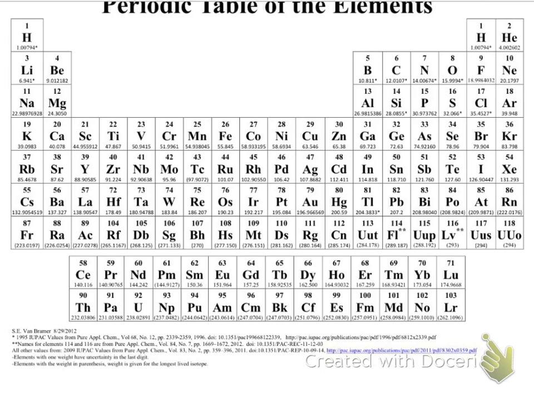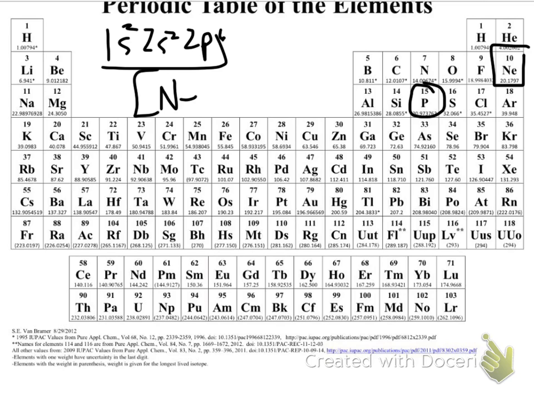Let's look at an easier one. Let's look at phosphorus. What noble gas would I use to write the notation for phosphorus? Neon, because it's the noble gas in the row above phosphorus. So where does neon end? It's got 10, so 1s2, 2s2, 2p6. That's 10, so that's neon. And I have to add 5 more electrons because phosphorus has 15.